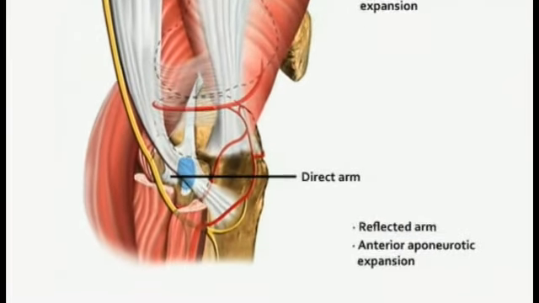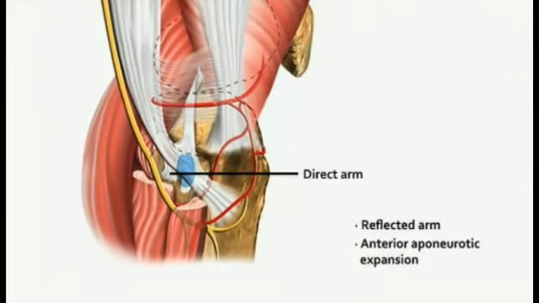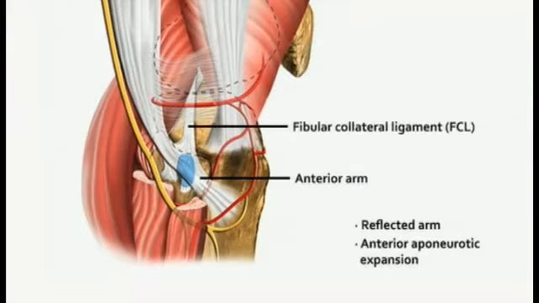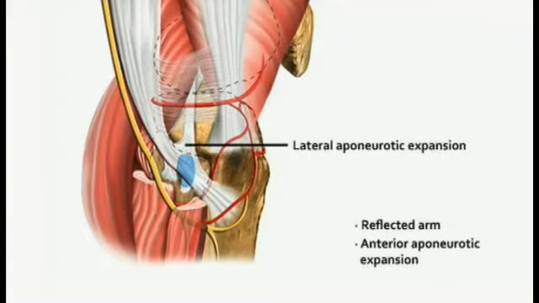The direct arm inserts directly on to the posterior and lateral aspect of the fibular head. The anterior arm inserts partway onto the fibular head, courses distally over the fibular collateral ligament, and then continues on to the anterior compartment of the leg. The lateral aponeurotic expansion runs anteriorly off the distal aspect of the long head, inserting on to the posterior aspect of the fibular collateral ligament.